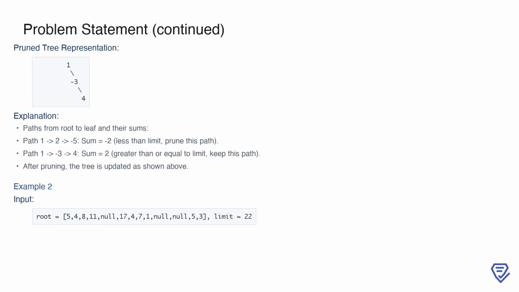Now, let's analyze how the pruning works in this example. The original tree has two root to leaf paths. The path 1-2-5 has a sum of -2, which is less than the limit of -1, so this entire path is pruned. On the other hand, the path 1-3-4 has a sum of 2, which meets the limit, so we keep this path. The resulting tree, after pruning, is simplified to just the nodes 1, -3, and 4. This demonstrates how paths are evaluated and pruned based on their sums relative to the limit.